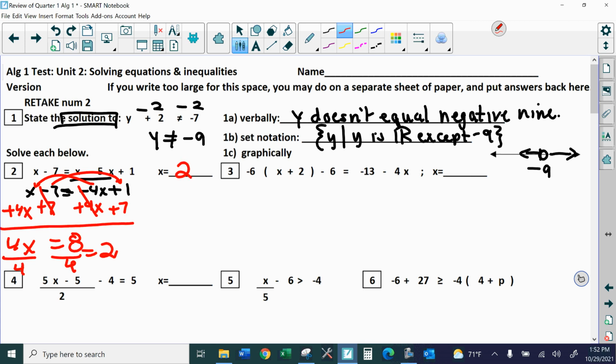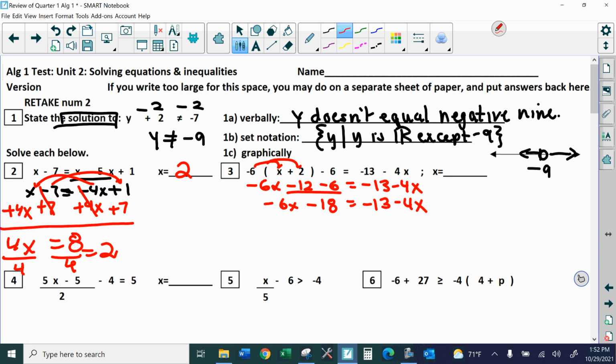I could check all these as I go through if I was right by plugging it back into the original equation. Number 3, we have distributive property and then combine like terms. Negative 6x minus 12 minus 6. Over here, there are no like terms or distributive properties, so I just write it down again. Combine these like terms. Negative 6x minus 18 equals negative 13 minus 4x.